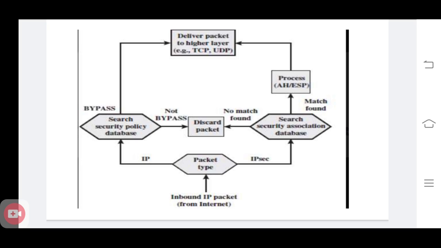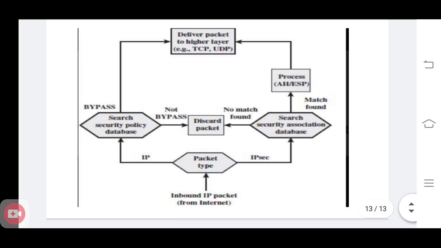If it is an IPsec packet type, it searches the security association database. If a match is found, then it processes and delivers the packet to higher layers. Otherwise, if no match is found, the packet is discarded. So these are all about how IP traffic processing happens for the inbound and outbound packets, and the introduction part of IP security.